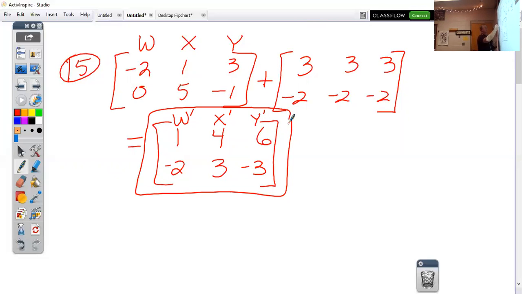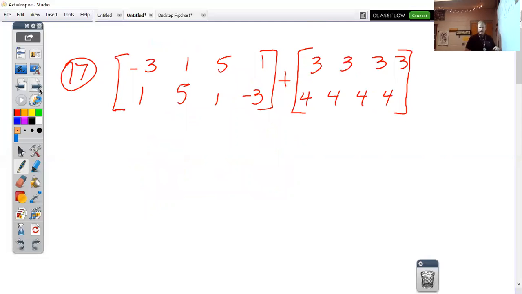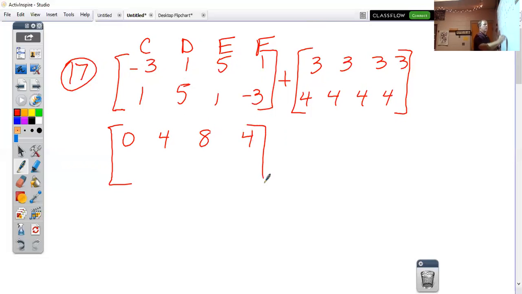Everybody good? 17, same thing. This time they gave us, what is this, a rectangle? No, square. They call it CDEF. And again, they give us the points. You have to make the matrix on this one. Okay, so I've already done that for you. They wanted us to move this square 3 to the right and up 4. So you do 3 on the top, 4 on the bottom, and you add them up. So that's 0, -3 plus 3 is 0, 1 plus 3 is 4, 5 plus 3 is 8, 1 plus 3 is 4. And you do the same thing on the bottom.